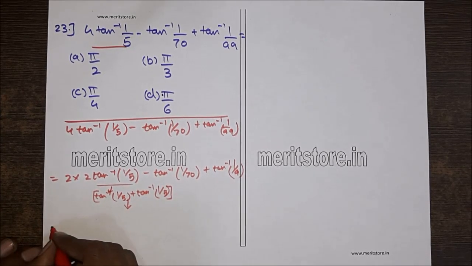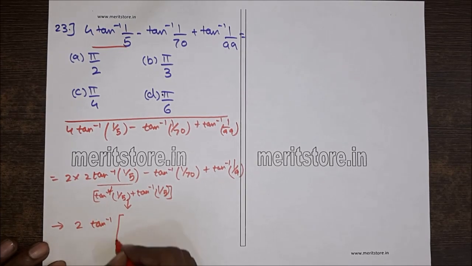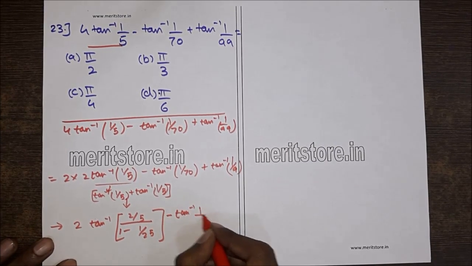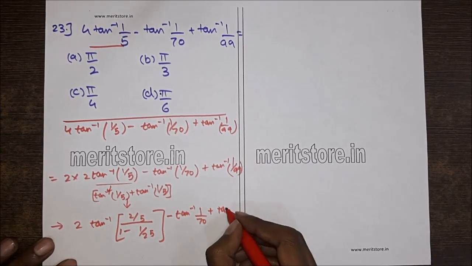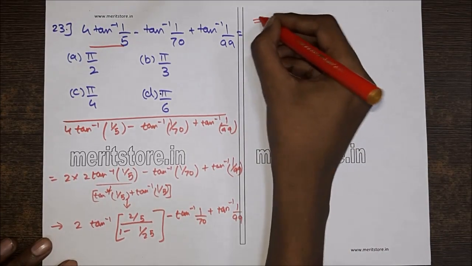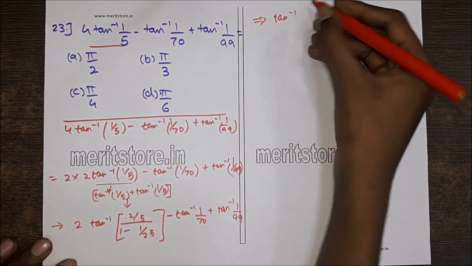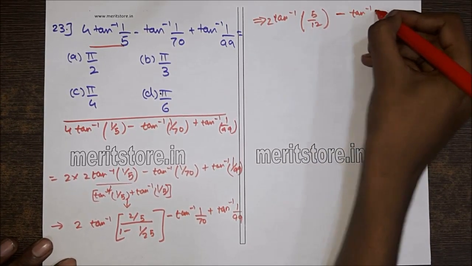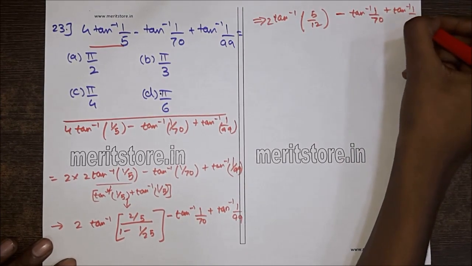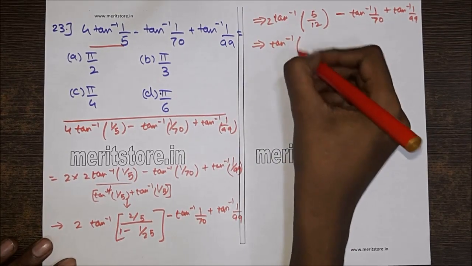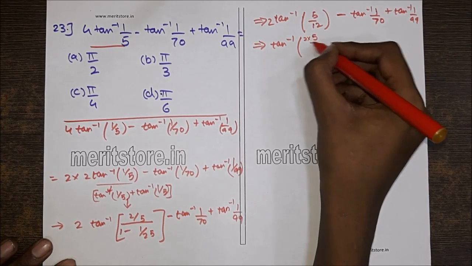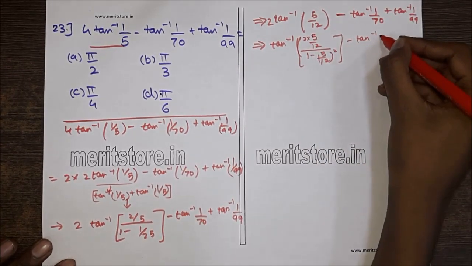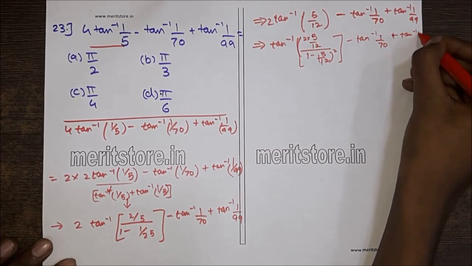So we simplify it and we get 2 times tan inverse of 2 by 5 upon 1 minus 1 by 25, minus tan inverse of 1 by 70 plus tan inverse of 1 by 99. Again we apply the same formula. We get 2 tan inverse of 5 by 12 minus tan inverse 1 by 70 plus tan inverse 1 by 99, that is tan inverse of 2 into 5 by 12 upon 1 minus 5 by 12 the whole square, minus tan inverse of 1 by 70 plus tan inverse of 1 by 99.